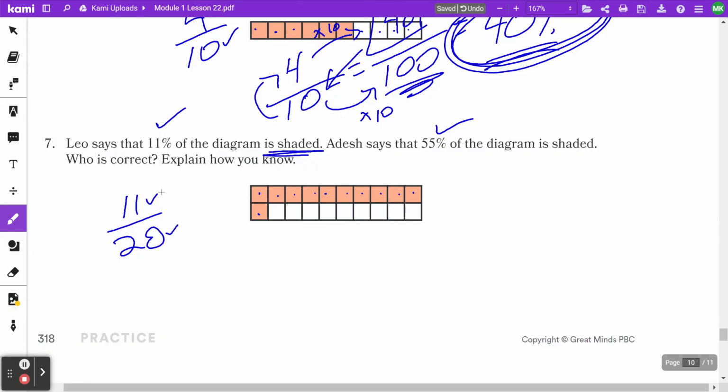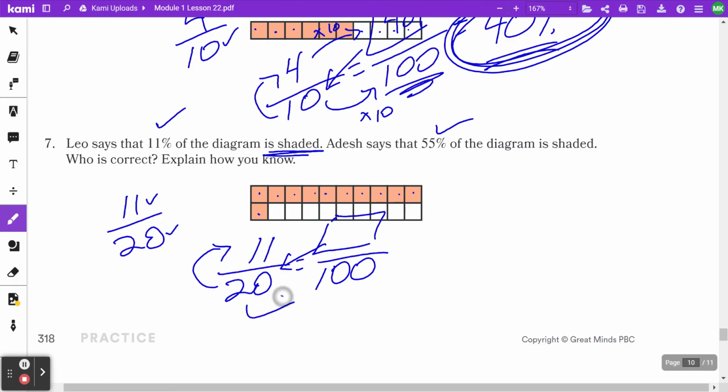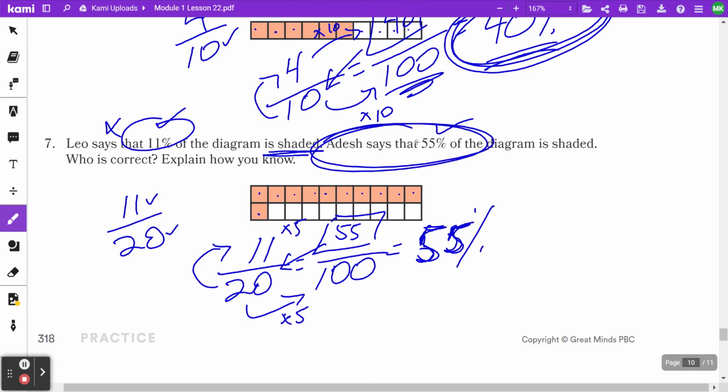It shouldn't be. If I'm looking for percent, you know the deal. I need to be equivalent to 100. Right, so here's my missing box here. So my eyeballs go to that 20. Should I go up or should I go to the right? It looks like to the right. Times 5, right? 20 times 5 gives me 100. So times 5 up there gives me 55. Okay, so that gives me my percent. It's 55%. It's a terrible 5, sorry. There we go. So sorry, Leo, you're not right. Looks like Desh wins the day.